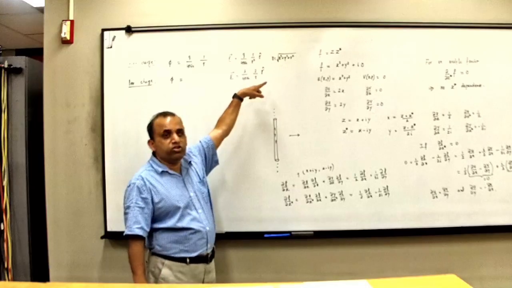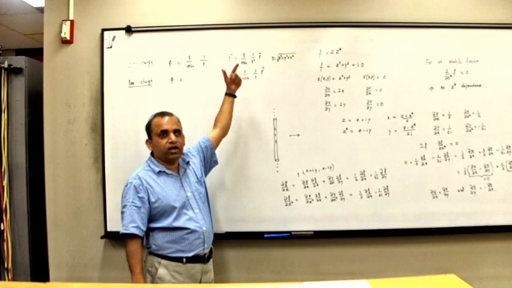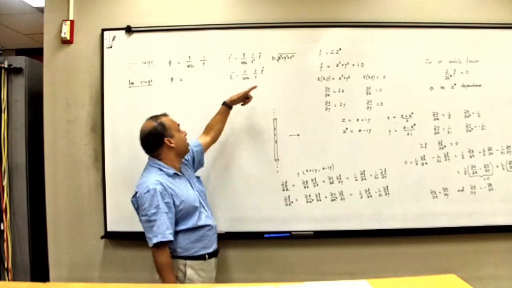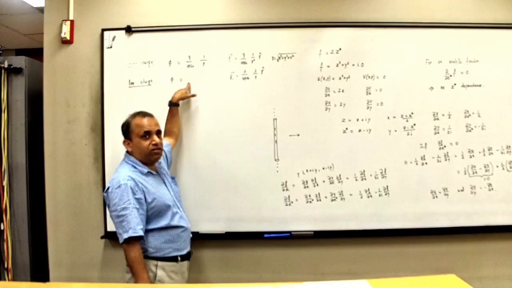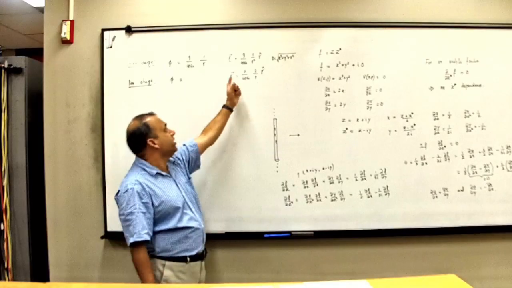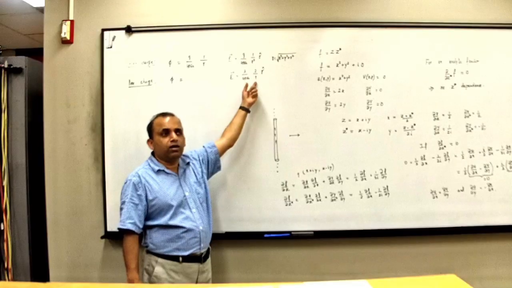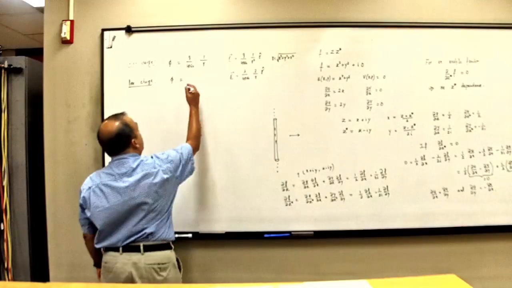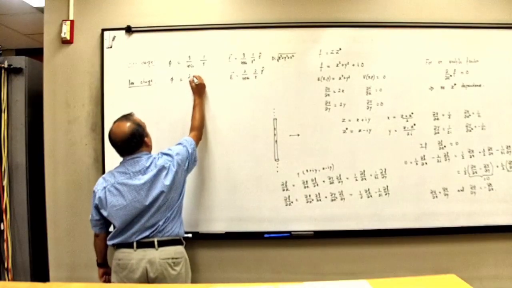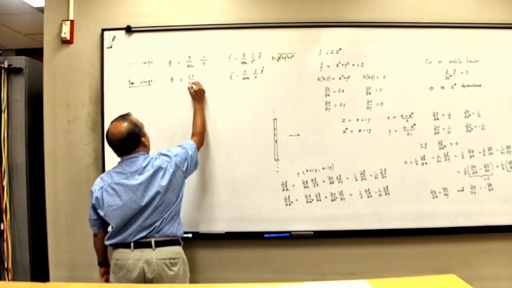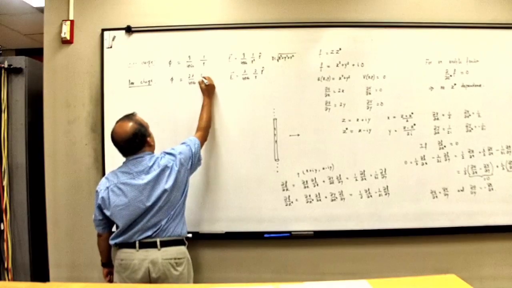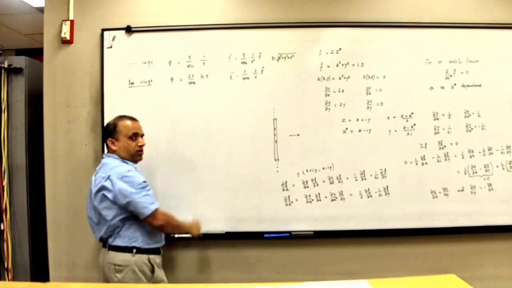Notice the power got reduced by one. R square became 1 over R. What is the potential for that? It is an integral of this. What is the integral of 1 over R? Natural log R. So this will become 2 times lambda over 4 pi epsilon naught times natural log of R.